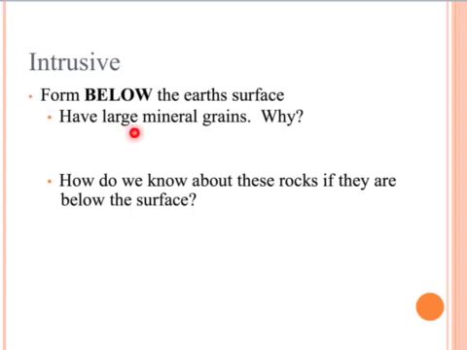This causes them to have very large mineral grains. Why do you think this is? Take a moment and think about it. Here's hint number one. Think about the temperature. How does the temperature inside the Earth compare to the temperature outside the Earth? The inside of the Earth is much hotter. So how would the hotter temperature affect how large the mineral grains would grow?